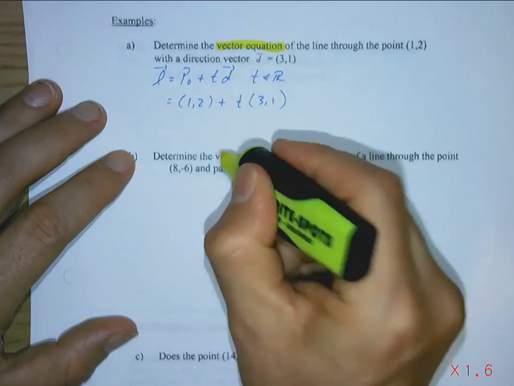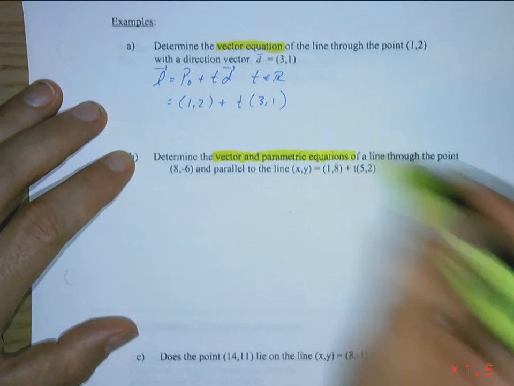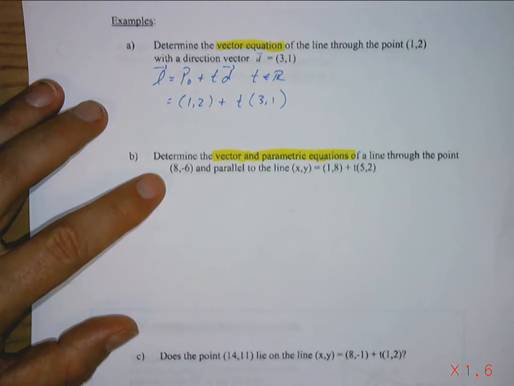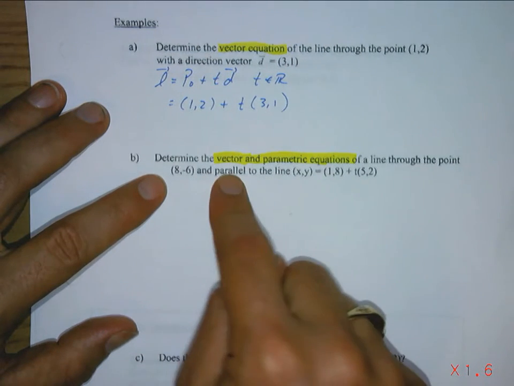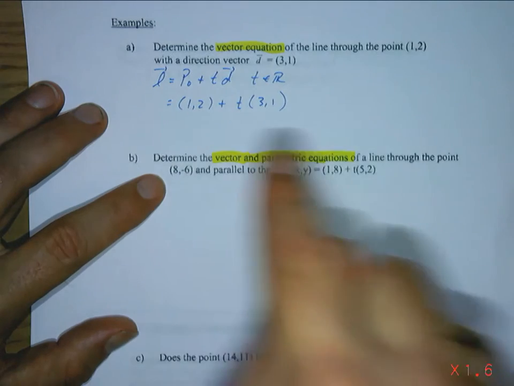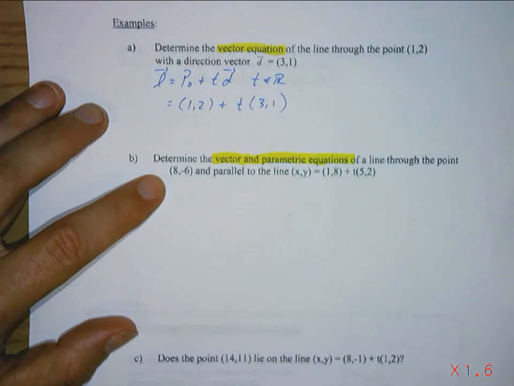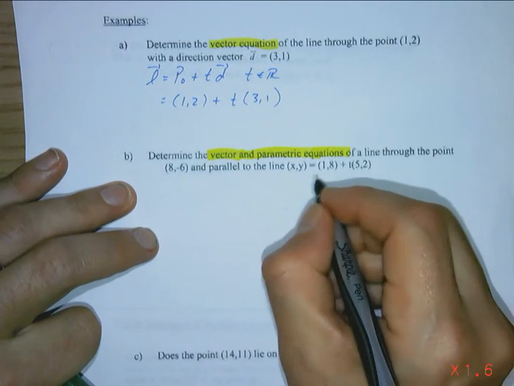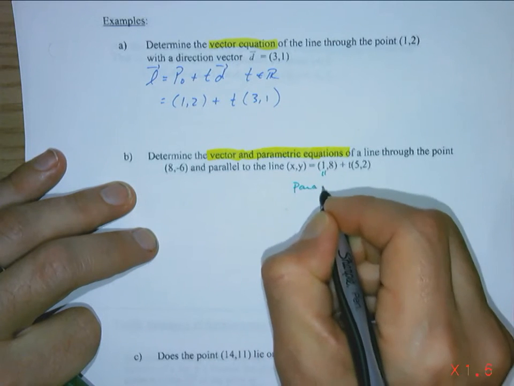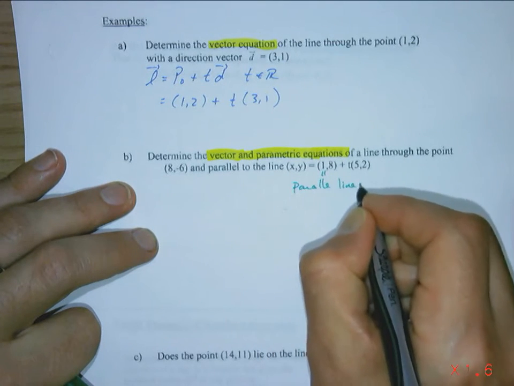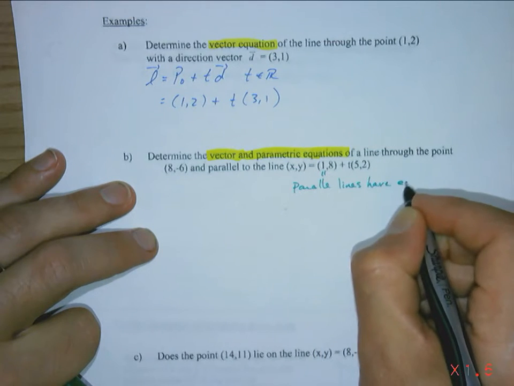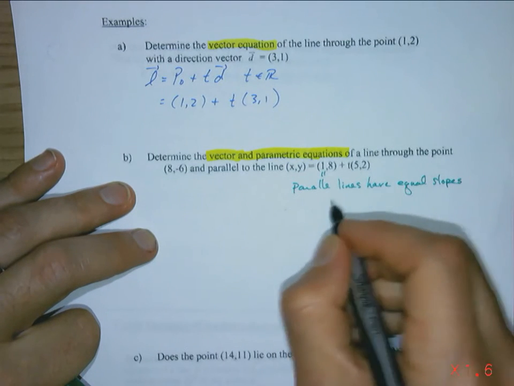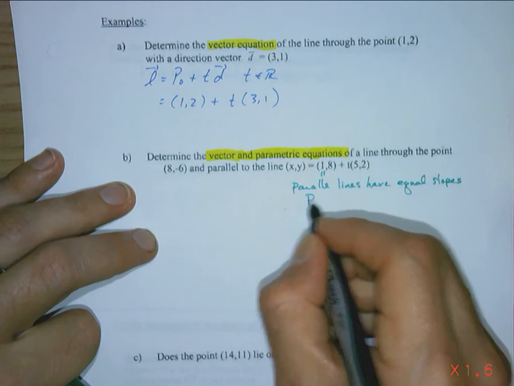So we want a vector equation and parametric equations of a line through a point, but parallel to this line. Ooh, interesting. So we want the vector equation of a line that's through this point and parallel to this line. Well, if I'm going to be parallel to this line, that means the slopes will be the same. Parallel lines have equal slopes. That's grade 9.